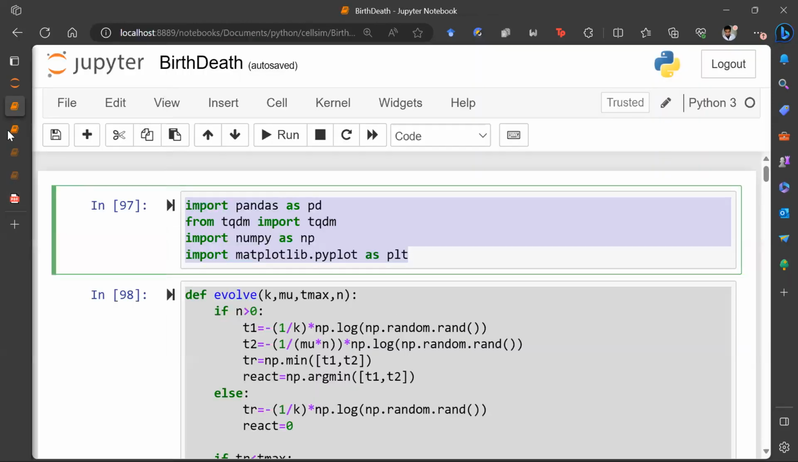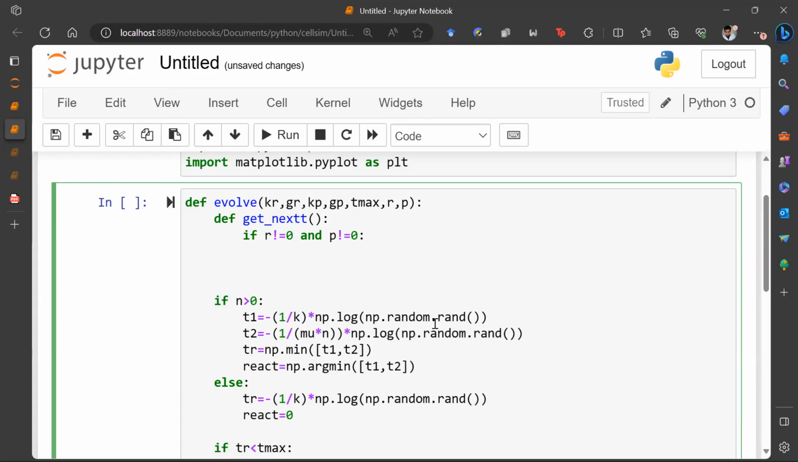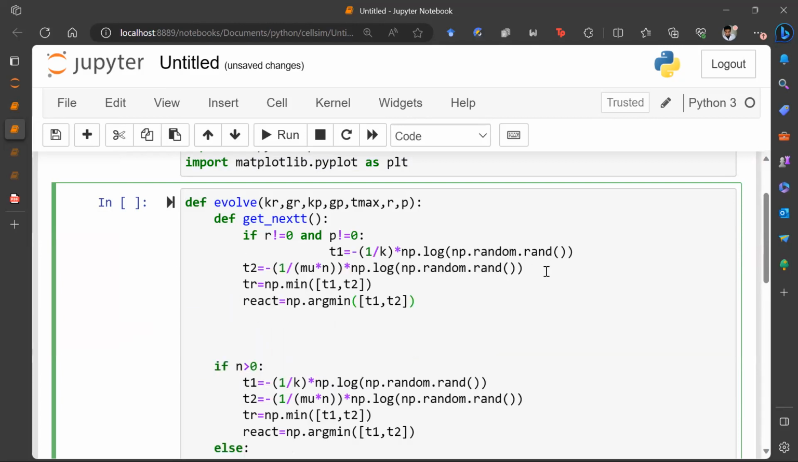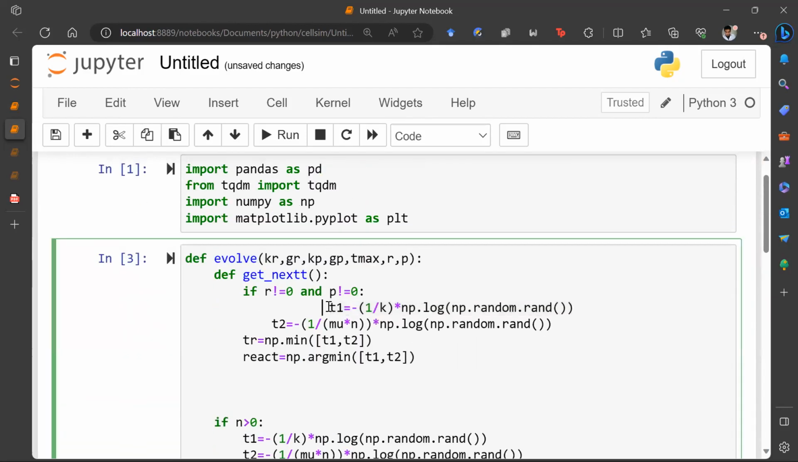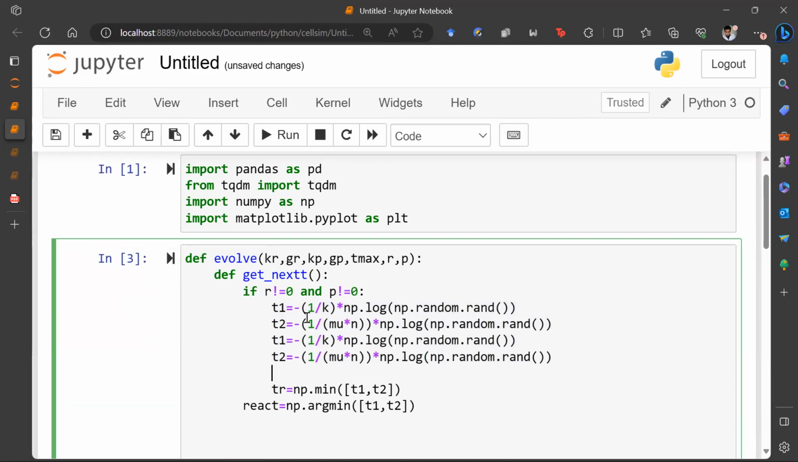Okay, so let's do it more explicitly. If R is different, remember different, you use this symbol, and P is different than 0, your rates are the same, no? So we have to calculate 4 different times. T1, T2, I'm just copying, and then I'm gonna change.